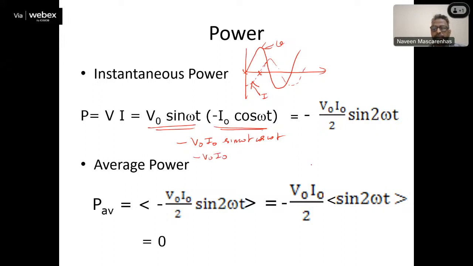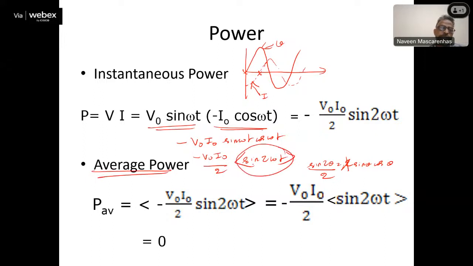You know that sin 2 theta is equal to 2 sin theta cos theta, no? So what is sin theta cos theta? It is sin 2 theta by 2. So therefore, minus V naught I naught by 2 into sin of 2 omega t. When you take the average value, you take the average value of only this, because V naught, I naught are constants. So what is the average value of sin 2 omega t over the entire cycle? It is 0. So therefore, 0 multiplied by anything is 0, and you will get this as 0.